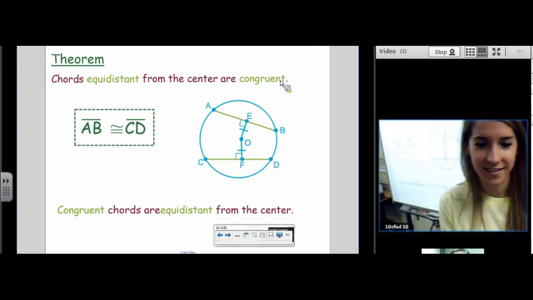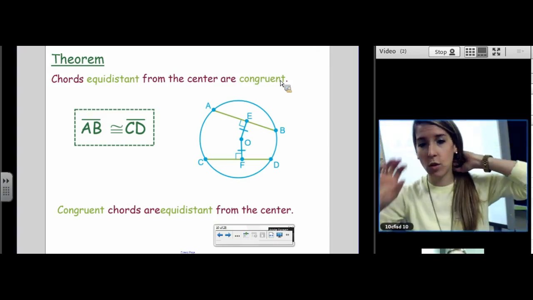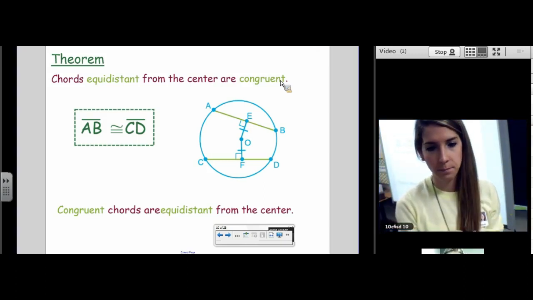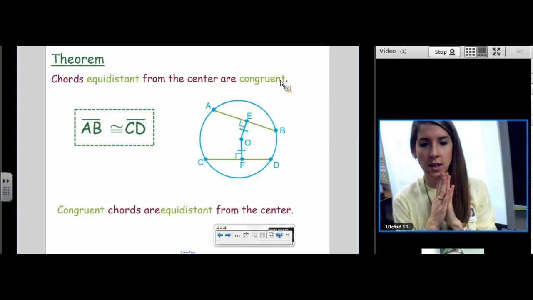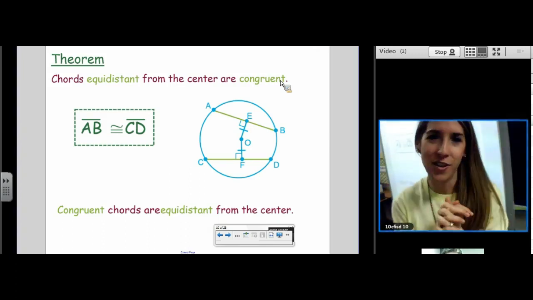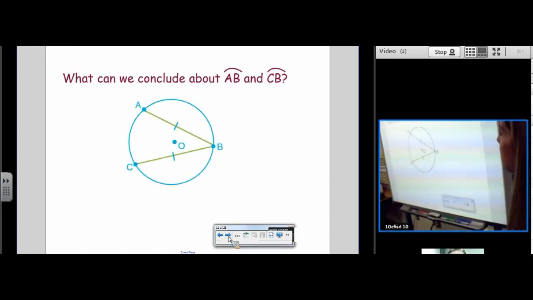So anyways, the converse is true. If two chords are congruent, then they're equidistant from the center. So all of these are called biconditionals. The original and the converse are both true. Still more theorems to go.